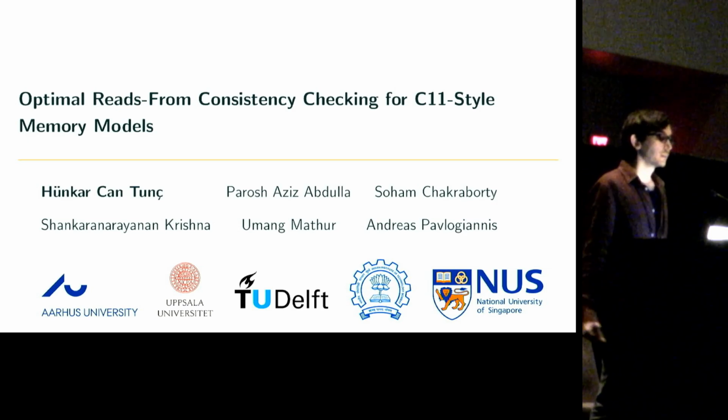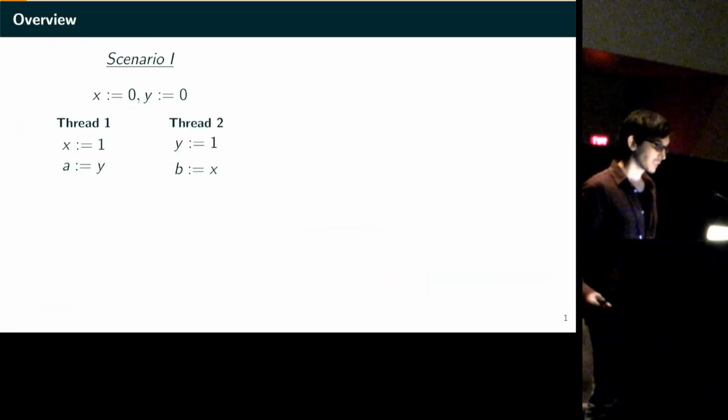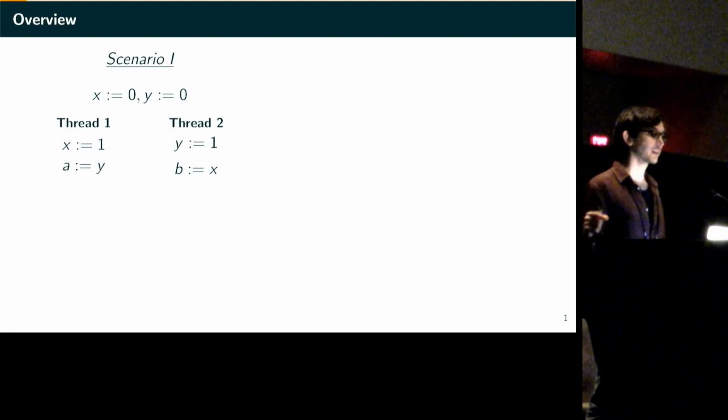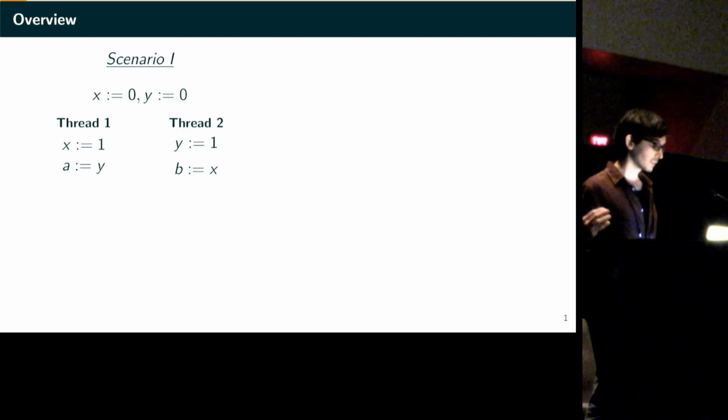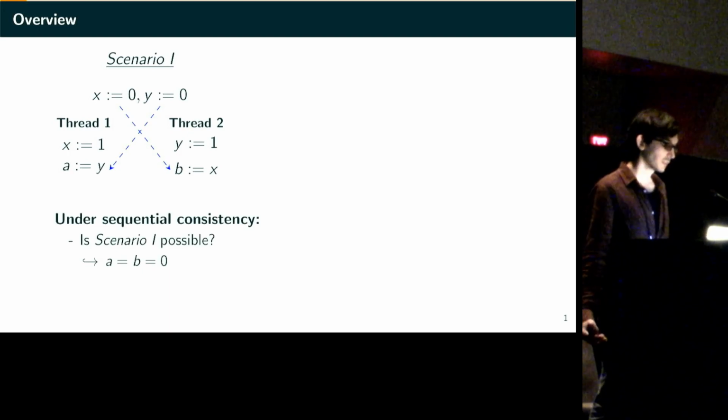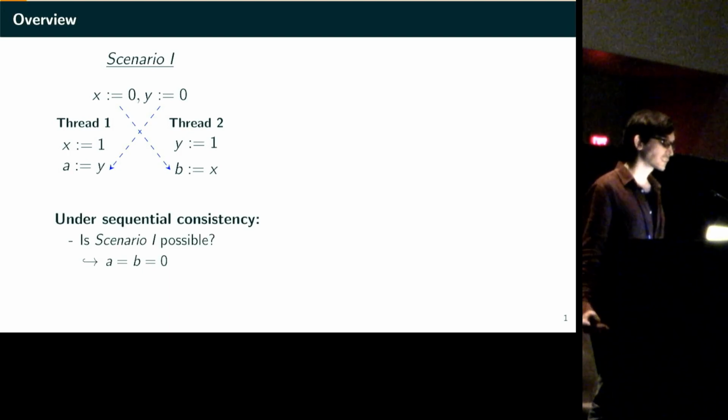So in this work, we study a problem called reads from consistency checking, and I will start with an example which builds some intuition on this problem. Here we have a program which contains two threads and two shared variables, x and y, and both of these variables are initially set to 0. In this program, thread 1 first writes 1 to x and loads y, and thread 2 writes 1 to y and loads x. And we are asked if, under sequential consistency semantics, these load operations on x and y can both read from the initialization writes.